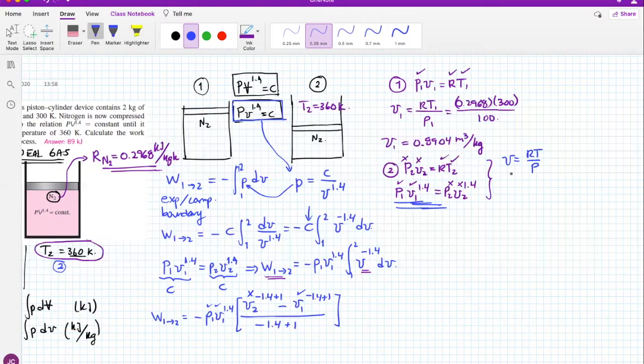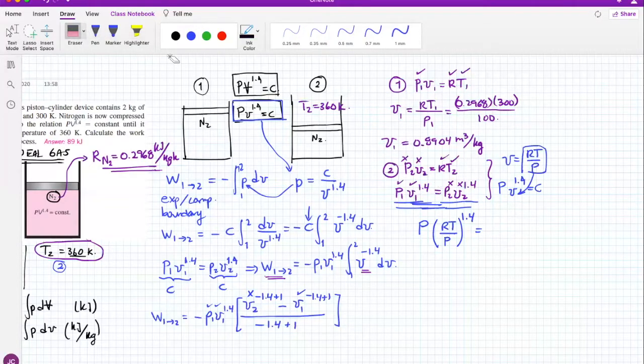Now with that, instead of using PV to the 1.4 equals a constant, I will put this thing right there. And then I will use the states. I'm going to keep working over here. So this is RT divided by P, to the 1.4. So that is a specific volume equals a constant. But equals a constant means that the thing at 1 should be equal to the thing at 2.